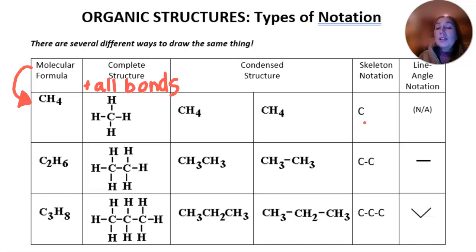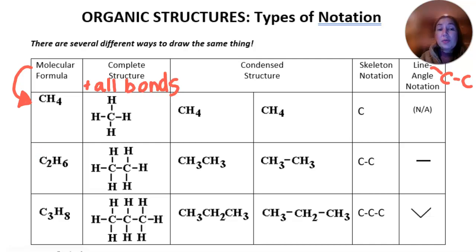In a skeleton notation, we just write out the carbons and how they're bonded to each other. And then in a line angle notation, we draw a line for every single CC bond. So in a line angle notation, the line represents a carbon-to-carbon bond. Okay, so let's look at the first example.